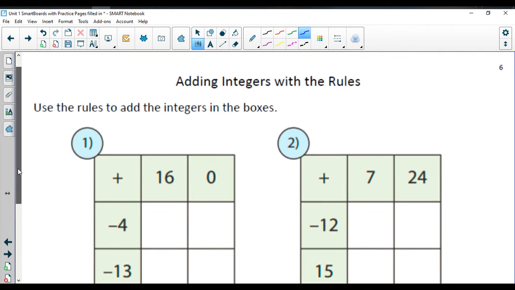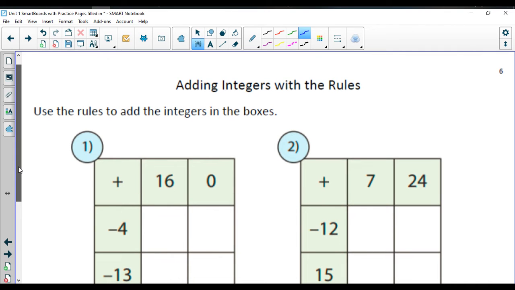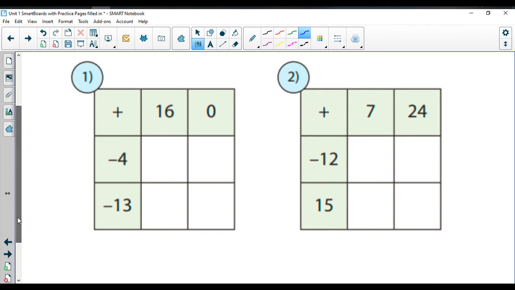On the next page, this is page 6 for you. It's our final one. It's using those rules again. So if you have the same signs, add the numbers, keep the sign. If your signs are different, you want to go ahead and keep the sign of the bigger number, but do a difference problem, a subtraction problem between them.